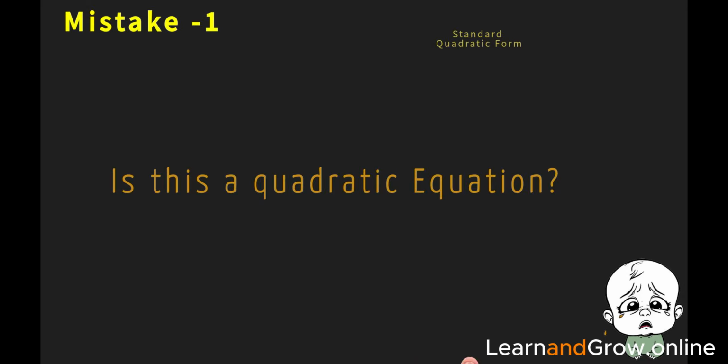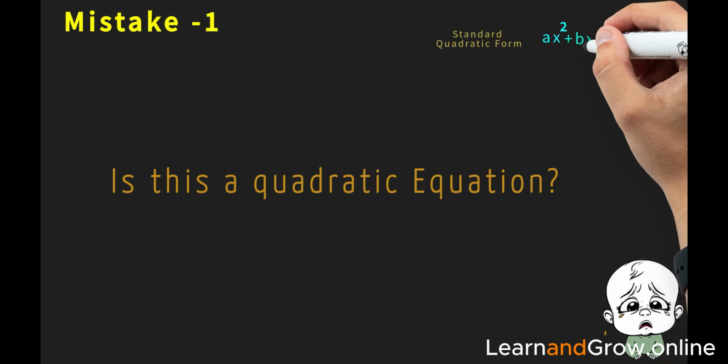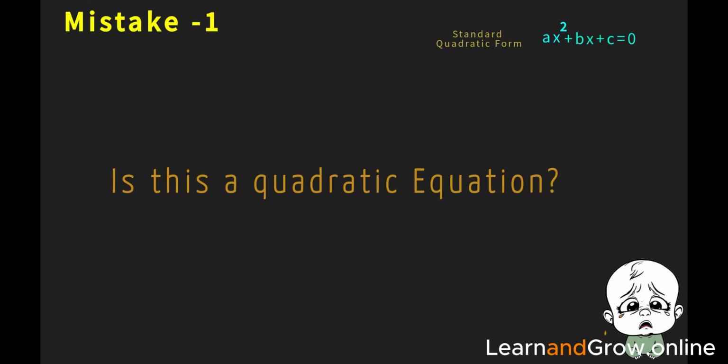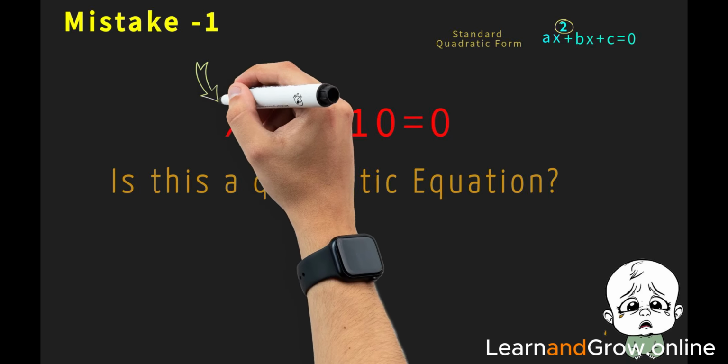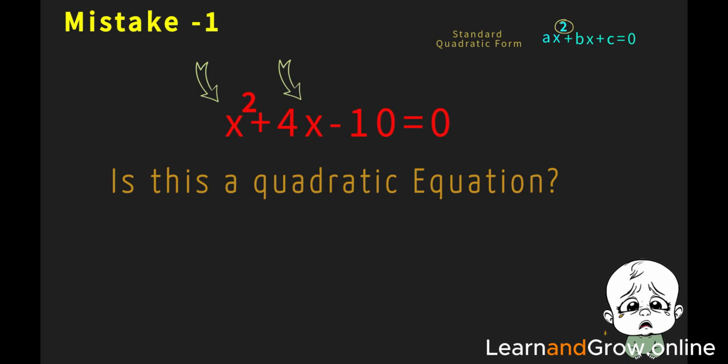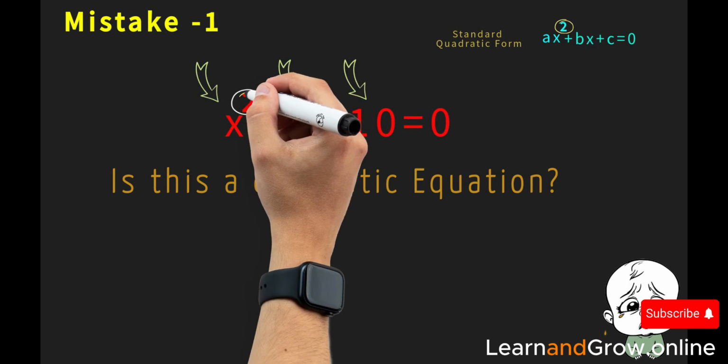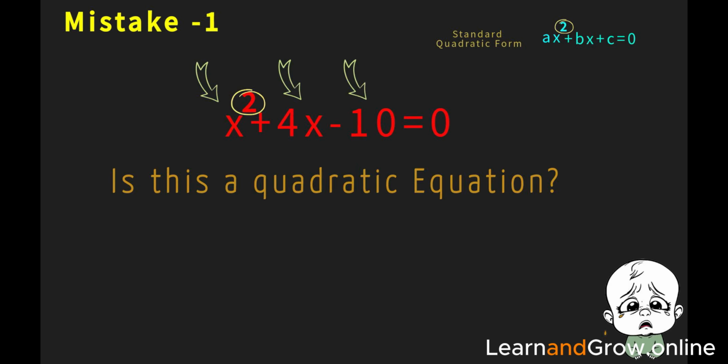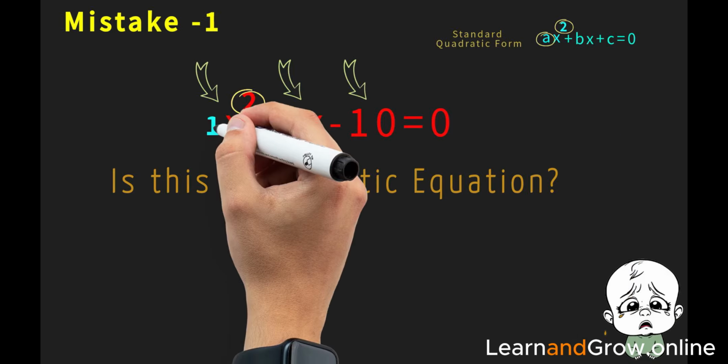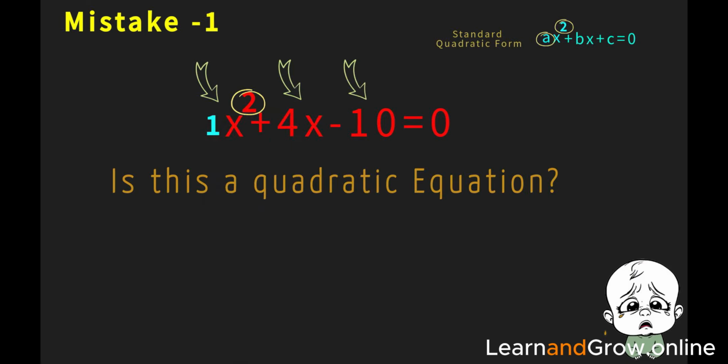The standard form of a quadratic is ax squared plus bx plus c equals 0, where the highest power of the variable is 2. Now let's compare it with our given equation. We can see it has an x squared term, an x term, and a constant. The highest power of the variable is indeed 2. Also, in a quadratic equation, the coefficient of x squared cannot be 0, and here it is 1. So yes, we can confirm that this is a quadratic equation.